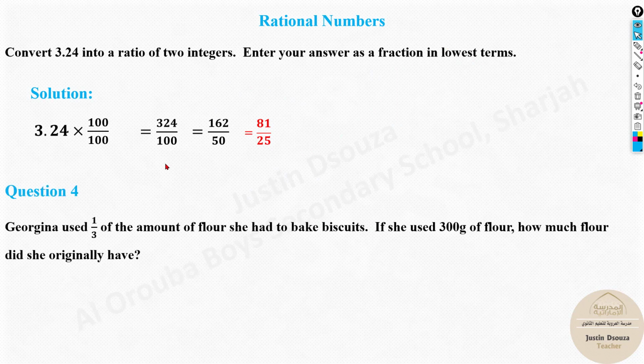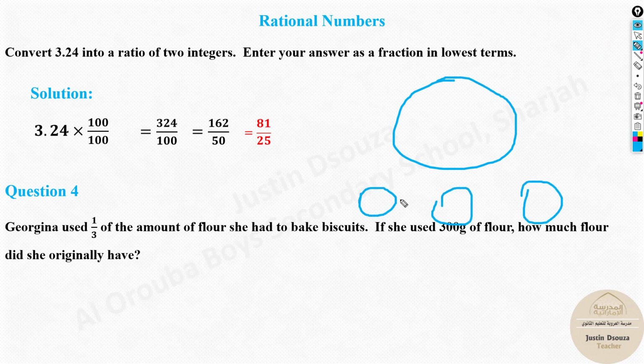Now, what next? This above question is just as simple as that. Now, over here, we have been told that Georgina used 1/3 of the amount of flour she had to bake biscuits. If she used 300 grams of flour, how much flour did she originally have? So now they have told 1/3. If there's a big whole and we divide this into three parts, only one part was taken, to make biscuits, and that part was 300 grams. How much was the total originally?